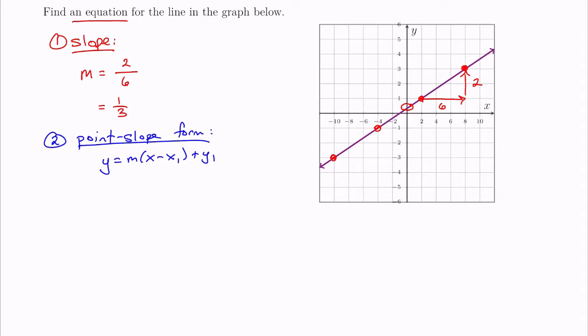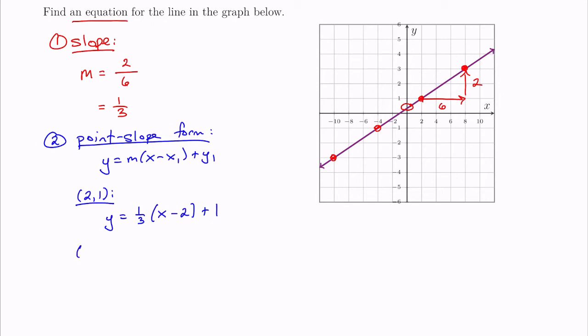If we were to find the point-slope form using the point there at 2, 1, the point-slope form of this line would become y equals m, which is 1/3, times x minus x1, which is 2, plus the y1 value, which is 1. So we would have y equals 1/3 quantity x minus 2 plus 1.